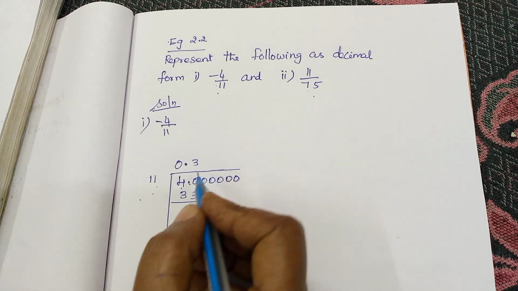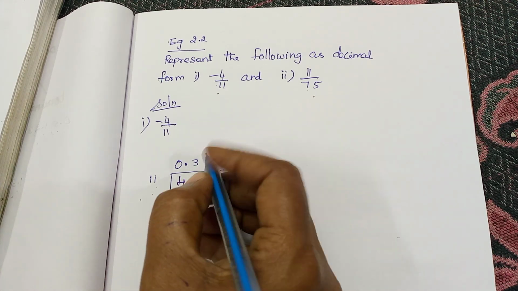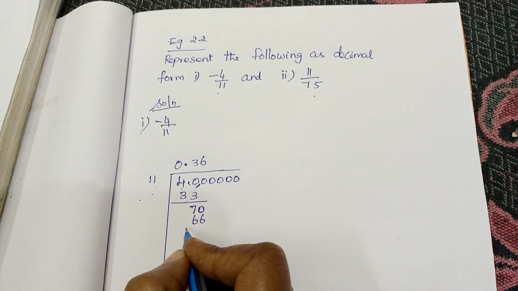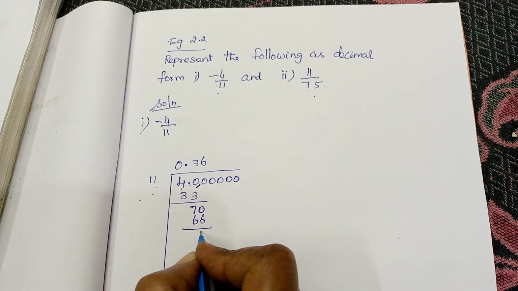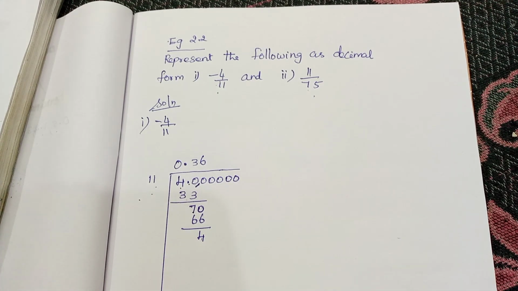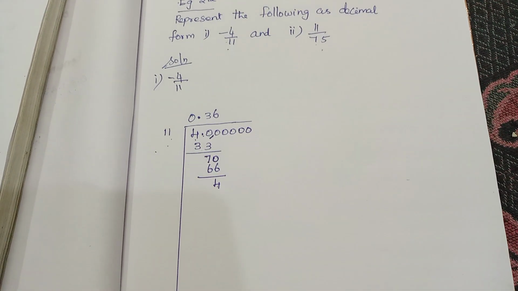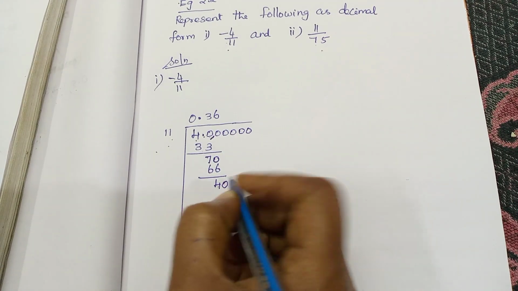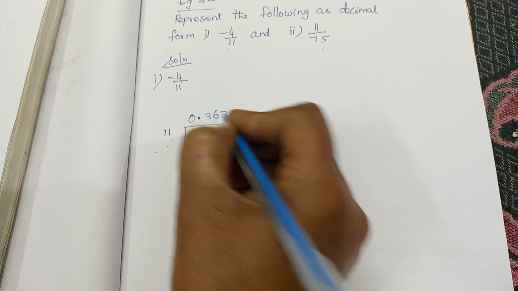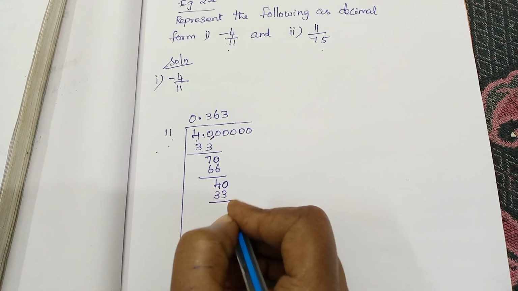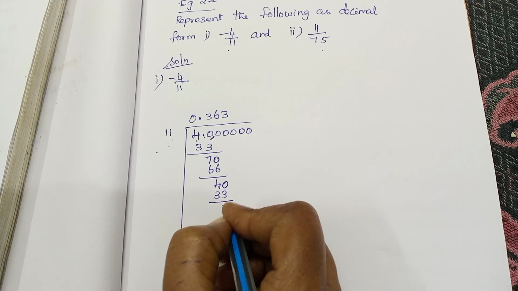Now again say the 11 table: 6 11s are 66. Subtract it, we get 4. Now 4 also cannot be divided by 11, so we take the next digit, 0, and it becomes 40. Now 3 11s are 33. Subtract it, 7, 0.